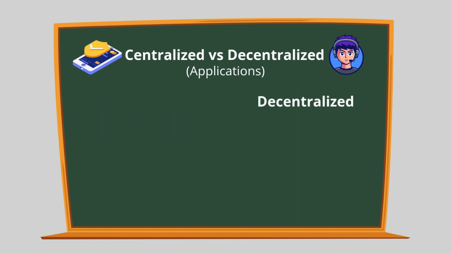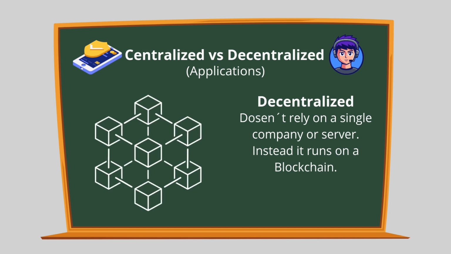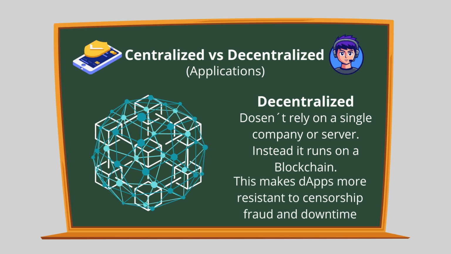A decentralized application, on the other hand, doesn't rely on a single company or server. Instead, it runs on a blockchain, which is a type of distributed ledger. Blockchains are made up of many computers called nodes all over the world, which work together to store and verify data. This makes dApps more resistant to censorship, fraud, and downtime.